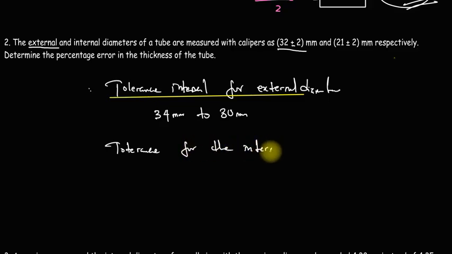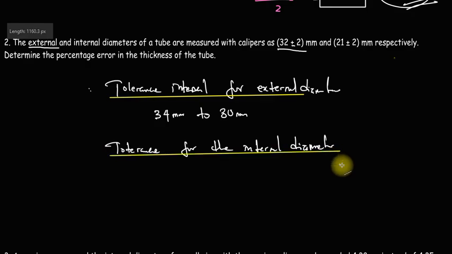Now that's for the internal diameter. The internal diameter, 21 minus 2 and 21 plus 2, that's going to give us 19 millimeters to 23 millimeters. That's the tolerance interval for the internal.